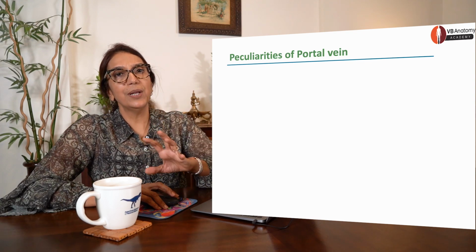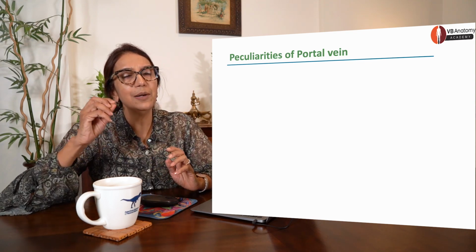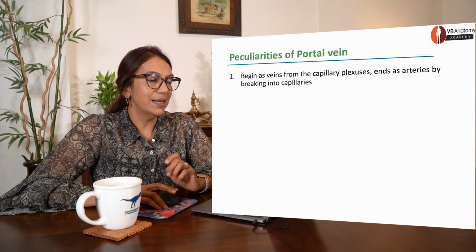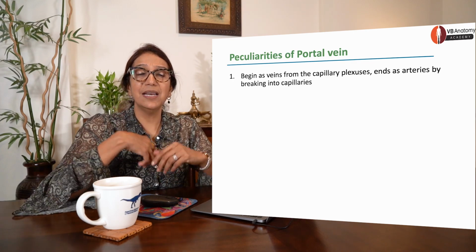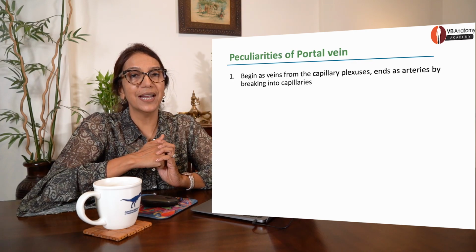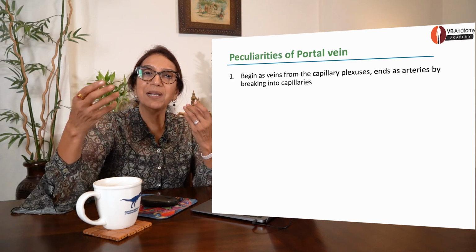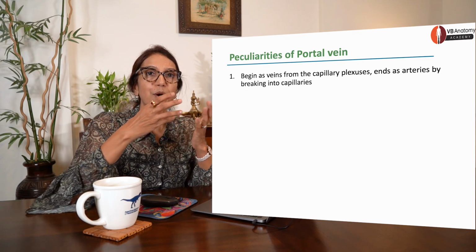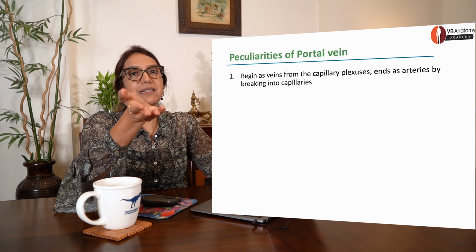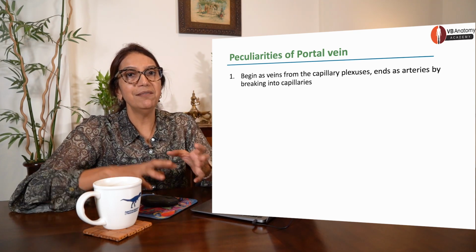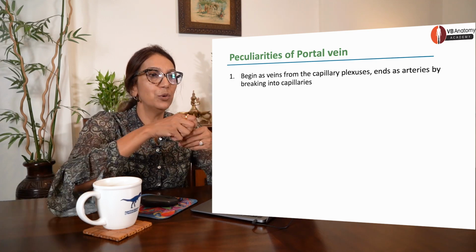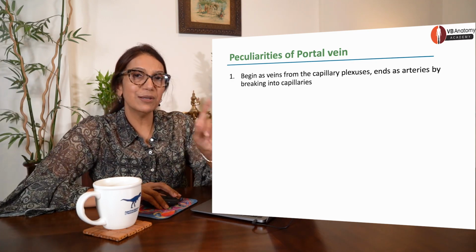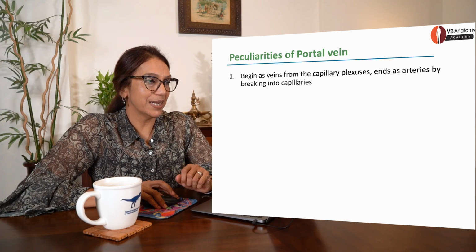It has some peculiarities. It's not like any other. It's a little unique vein in that it begins in capillaries and ends in capillaries. Did you note that? It begins in the form of capillaries from the gut, forms a proper vein, and then it again breaks up into the liver. Normally, veins are formed and they drain blood. They don't break back, isn't it? So that makes portal vein rather unique.